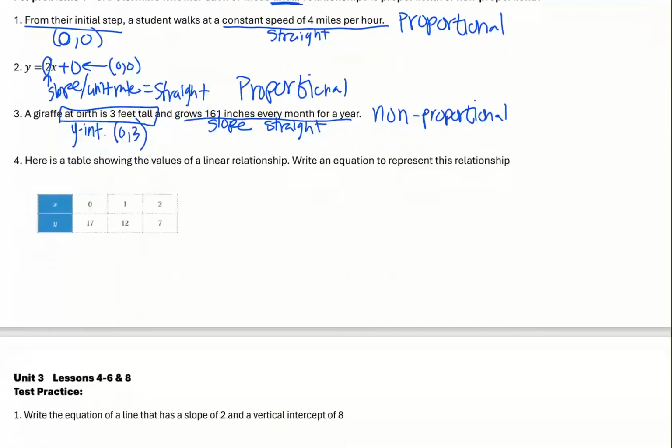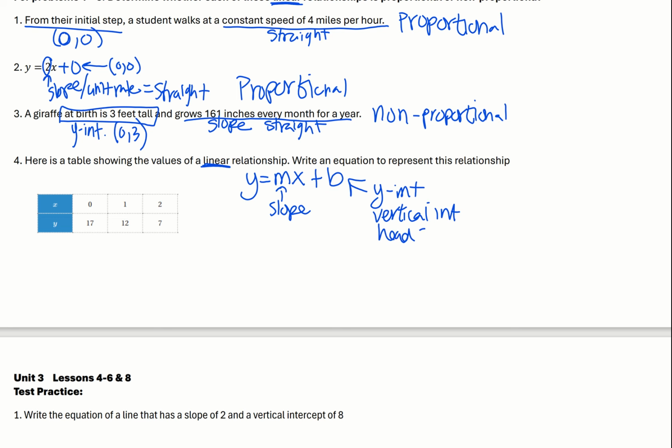All right. So number 4 is separate. It's asking us to do something else. So it says, here is a table showing the values of a linear relationship. So we know it's going to be straight, and we want to write an equation to represent this relationship. So our equation is y equals mx. This is our slope. And recently we've been adding something on the back. I'm going to give it a letter. We'll talk about it. It's called B. And this is our y-intercept, or our vertical intercept. It's our head start.